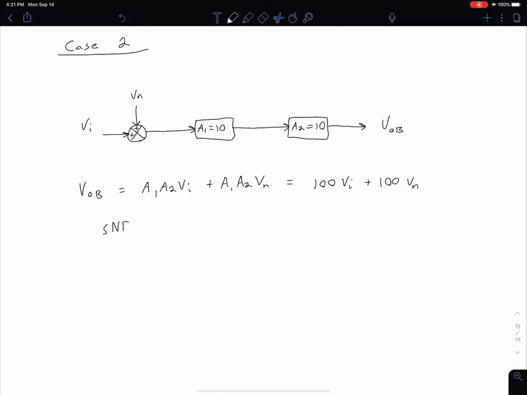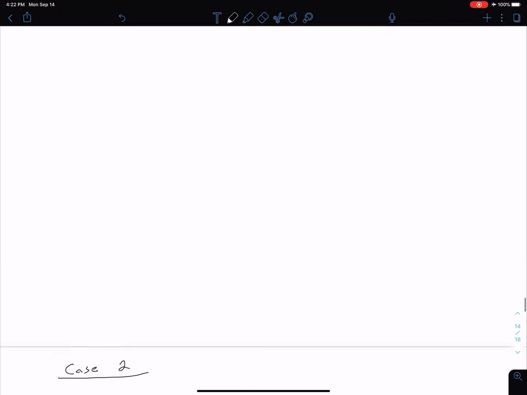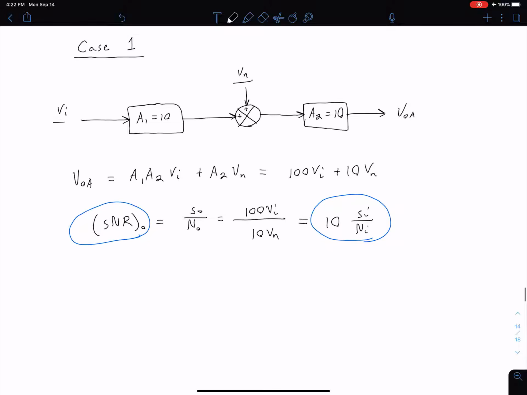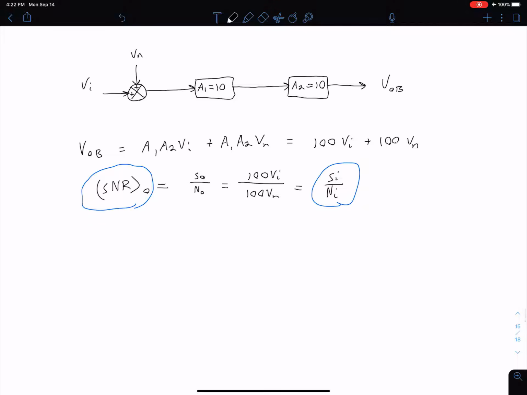Again, we can calculate the signal-to-noise ratio of our output. That's our output signal and our output noise. In this case, our output signal is the 100 times Vi, and our output noise is the 100 Vn. So we see that it's just equal to our signal in divided by our noise in. In this case, it's actually worse to have that noise as part of the input. Of course, the only reason for that is because in case 2, our noise is going through more of the amplifiers than it was in case 1. In case 1, it was only going through the second amplifier A2. Okay, so both of those cases were without any feedback.